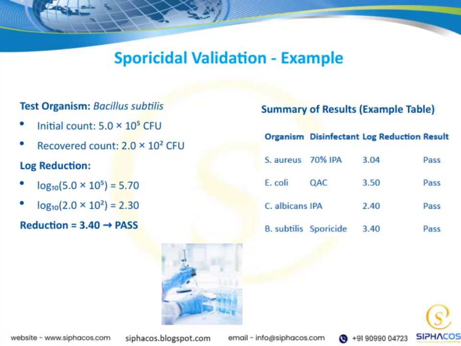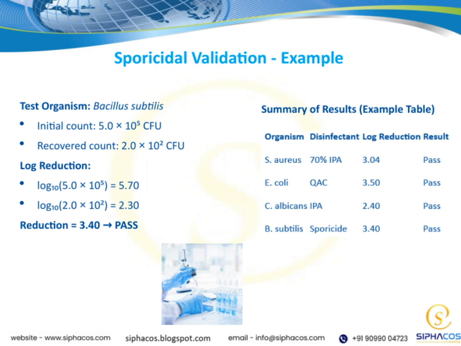All right, let's take a closer look at this table, which summarizes the results of our sporicidal validation example. Here, we've used Bacillus subtilis as our test organism, which is a common choice for sterilization testing. The initial count of bacteria before treatment was 5 × 10^5 CFU, or colony-forming units. After the sterilization process, the recovered count dropped dramatically to 2 × 10^2 CFU.